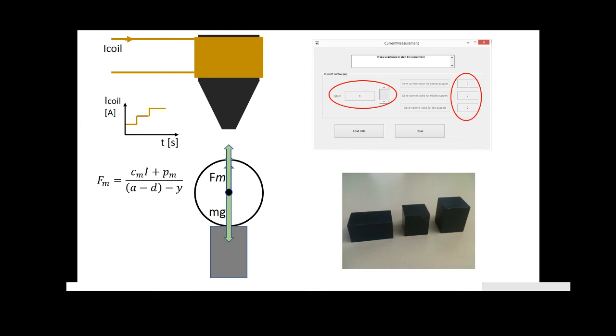When you've determined 2 or 3 equilibrium points, so each equilibrium point defined by an I and y combination, you can calculate the parameters Cm and Pm of the Fm equation.